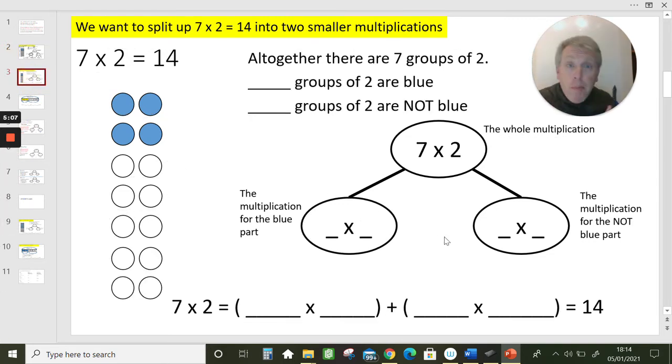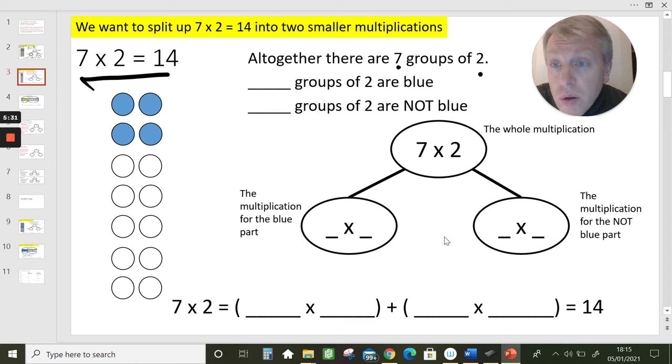So let's have another look at this. Same thing again. Pause the video. You have a go at this one. Can you do this one? Pause it. You have a go. You think. What would I write in each part? Well, our calculation now is 7 times 2. It means 7 groups of 2.